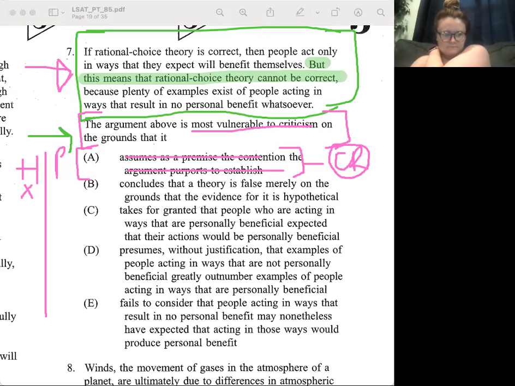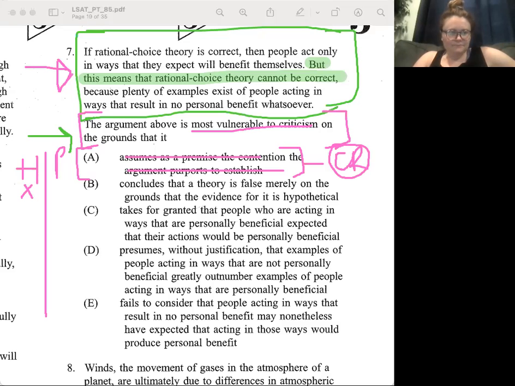Takes for granted that people who are acting in ways that are personally beneficial expected that their actions would be personally beneficial. So do we take for granted, so this means that we assume, or do we, that people who are acting in ways that are personally beneficial expected that their actions would personally benefit them? I ended up picking that answer. Okay, let's skip this one for now and go on.